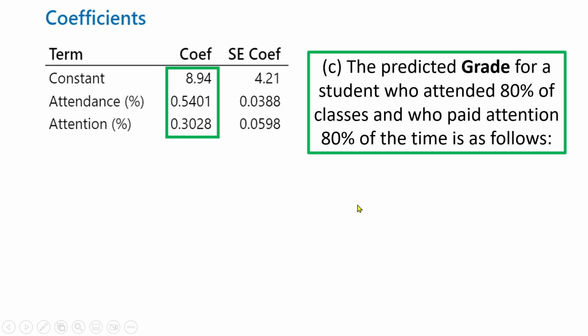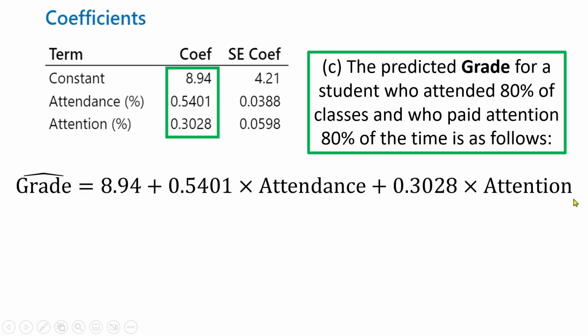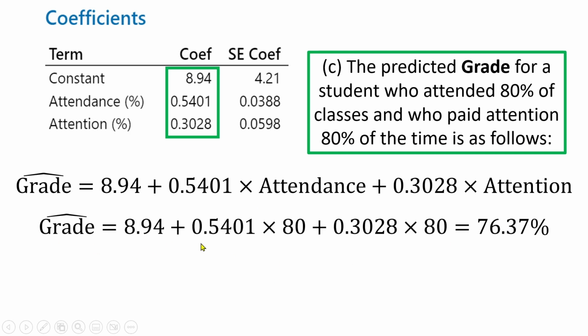Right, what's next? Now we're going to make a prediction. And so here we're pretending that we have a student who attended 80% of classes, and while they were in class, they paid attention 80% of the time. And so all we need to do is take that model equation, and we're going to substitute 80% for attendance, and also 80% for attention. So it's as simple as this.